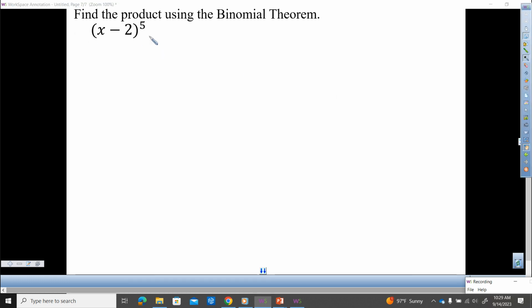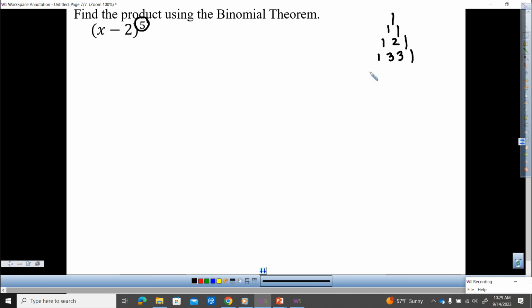If they give you a binomial to any power, to multiply that using the shortcut, which is the binomial theorem, you first need to build your Pascal triangle and stop at the row that they ask. What is that row? 5. Therefore, here it goes. 1; 1, 1; 1, 2, 1; 1, 3, 3, 1; 1, 4, 6, 4, 1; 1, 5, 10, 10, 5, 1, and I stop. Are we there so far? Copy that so far?